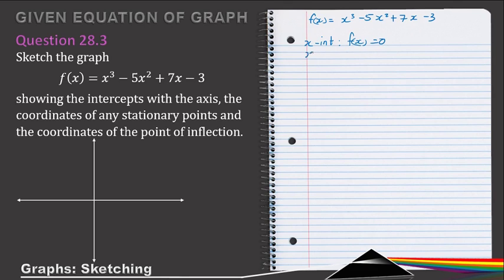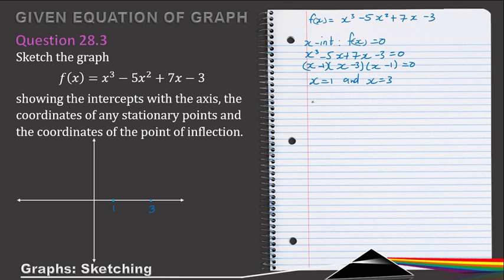So we've got x cubed minus 5x squared plus 7x minus 3 equal to 0. And if I factorize that, I get (x minus 1)(x minus 3) and again (x minus 1) equal to 0. So that means that at x equals 1 and at x equals 3, that's where my intercepts lie. So if I plot that, I've got 1 and 3.